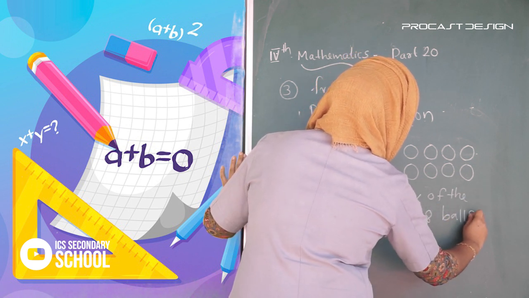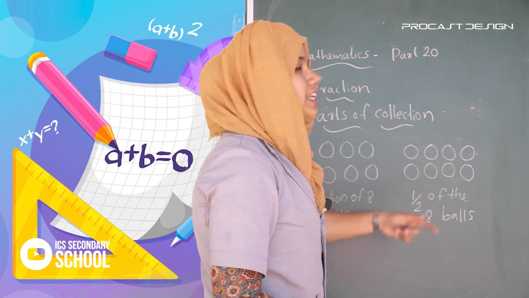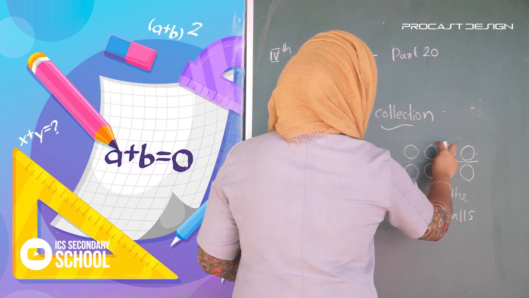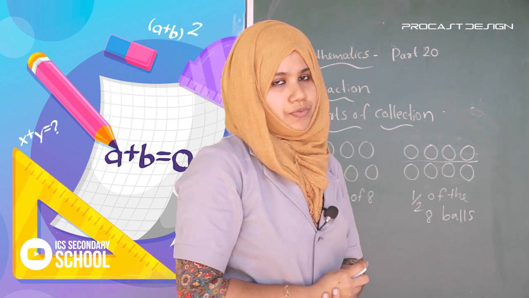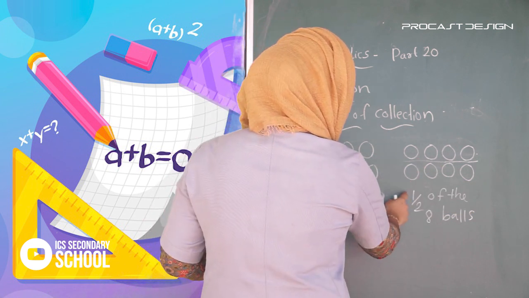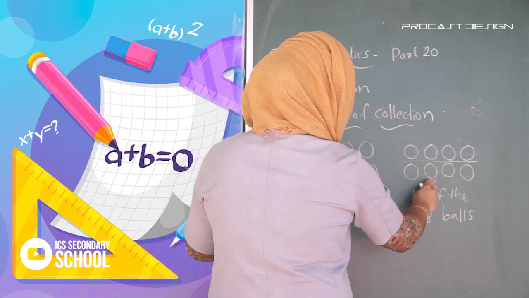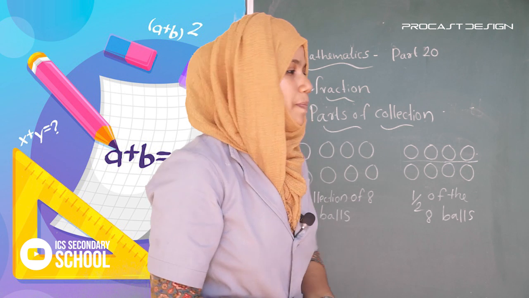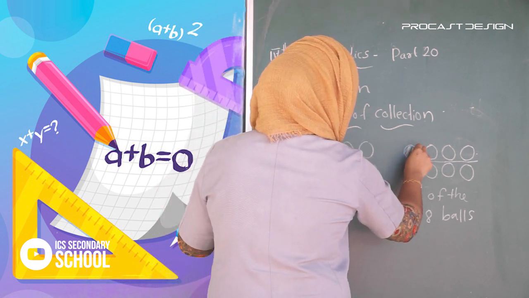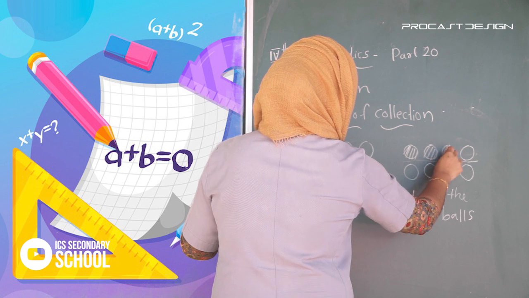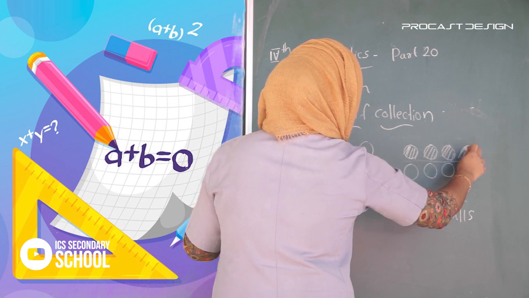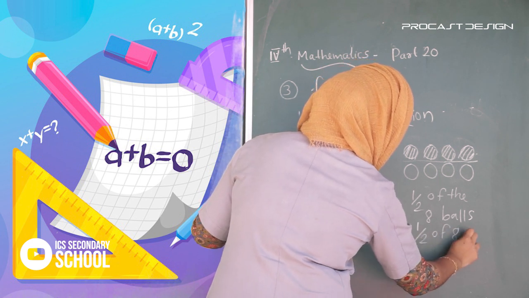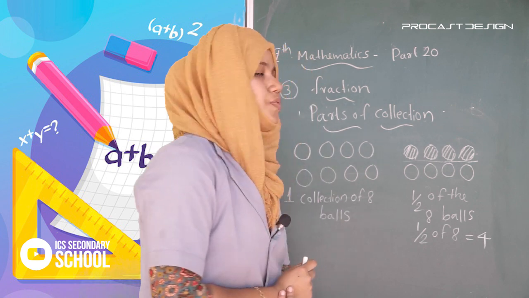Half of the 8 balls. That means this is equally divided into 2. Okay. This is one part, this is first part and second part. So half of the 8 balls means this is first and this is second, total 2. The balls are divided into 2 equal parts and that one part is this. So how many? Yes, half of 8 is equal to 4.